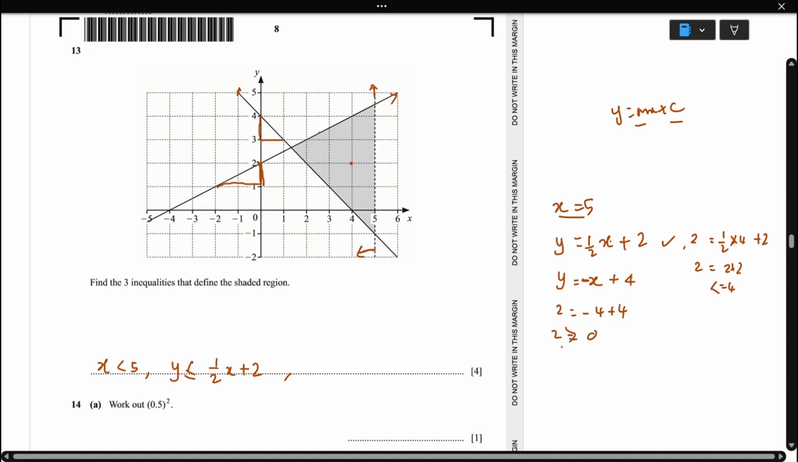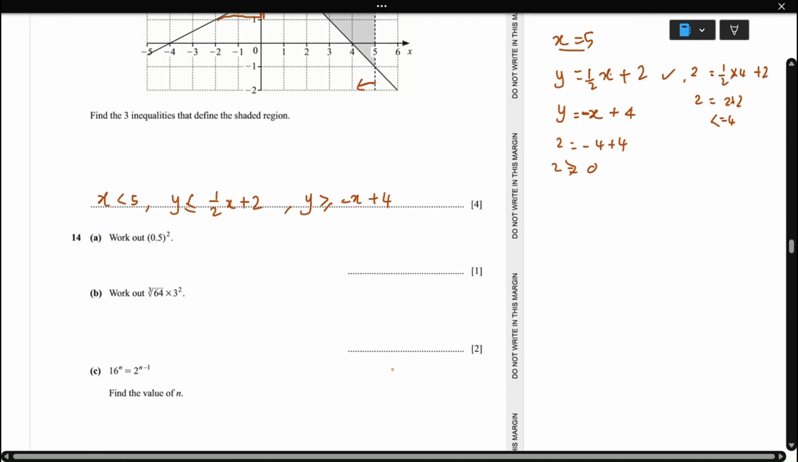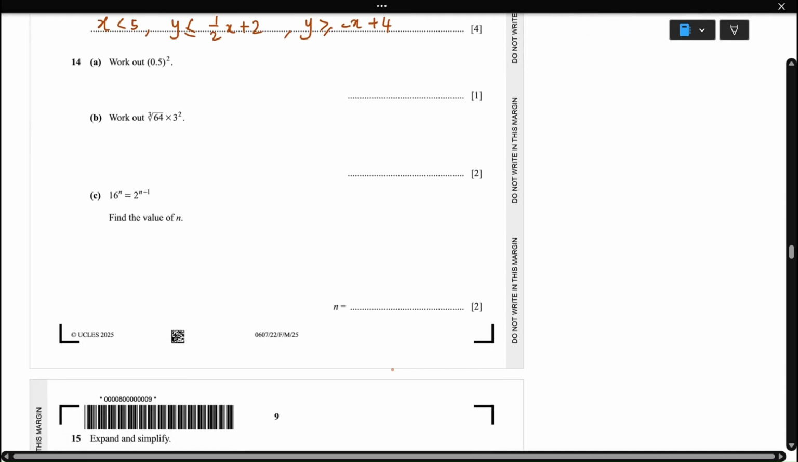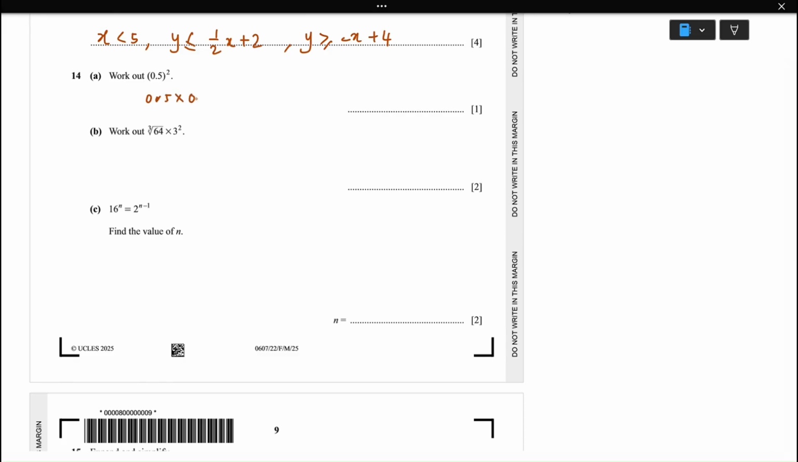So this side is going to be greater. So the next line is going to be y greater than or equal to negative x plus 4. So we found all three inequalities. The next question, question 14: work out 0.5 squared, which is 0.5 times 0.5.